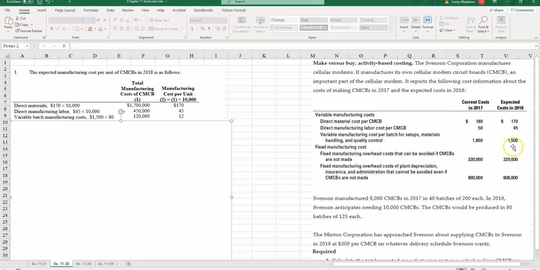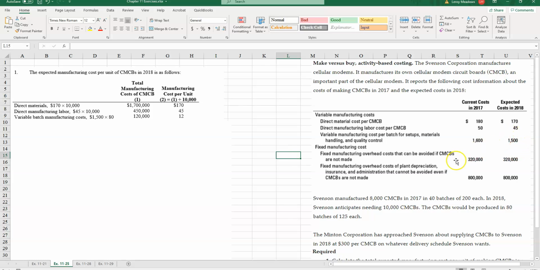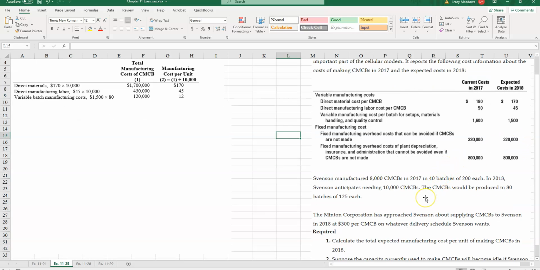How do we get that? Well, I'm going to take the total amount for my total manufacturing costs here. I'm going to take my $1,500 per batch and multiply it by the number of batches that I'm going to need. It says the CMCBs will be produced in 80 batches of 125 each. So I'm going to have 80 batches, and the cost per batch is going to be $1,500. And that's where I get my $120,000 from.